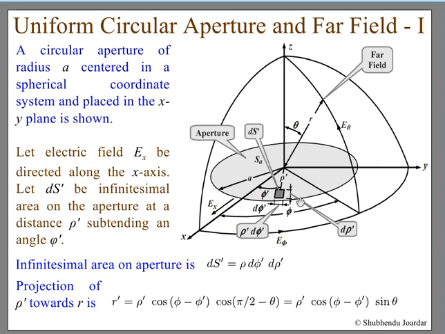d rho, yeah, d rho. This one is d rho. So if you multiply these two, you get ds dash. The infinitesimal area on the aperture is ds dash, which is equal to this much.